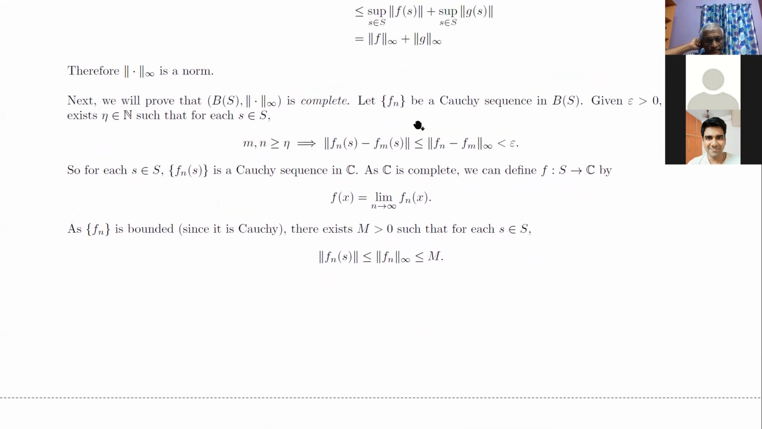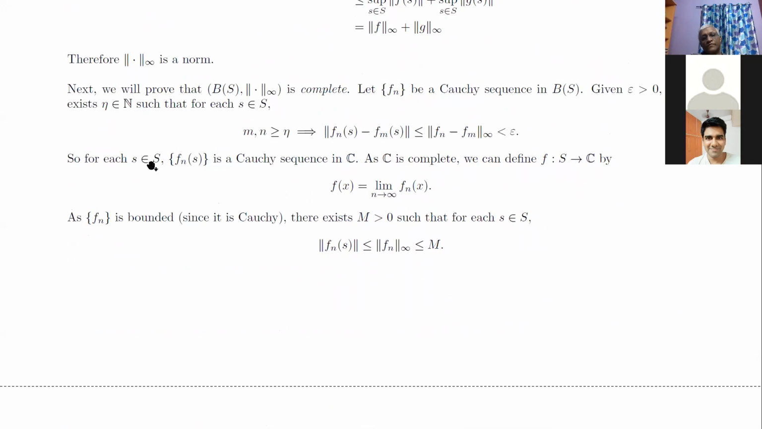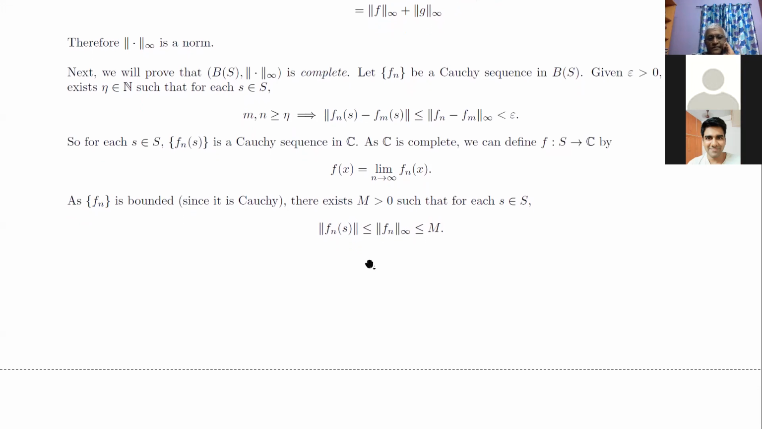So let's take a Cauchy sequence fn in B of S. Given epsilon, there exists eta such that for every n, m greater than or equal to eta, the infinity norm of fn minus fm is less than epsilon. And by the definition of this, we have the complex norm of fn of s minus fm of s is less than epsilon for every s in S. And so from here, we can say that fn of s is a Cauchy sequence in C, and as C is complete, we can define f of s to be the limit as n tends to infinity of fn of s.